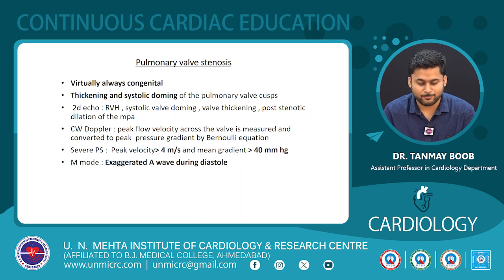The CW Doppler will demonstrate peak flow velocity across the valve, which is measured and converted to peak PA pressure by Bernoulli's equation. Definition of severe PS will be peak velocity more than 4 with mean gradient more than 40. And M mode will demonstrate an exaggerated A wave during diastole, as we have discussed previously.